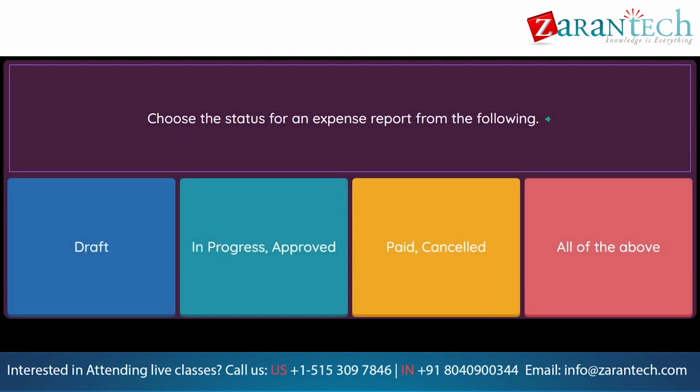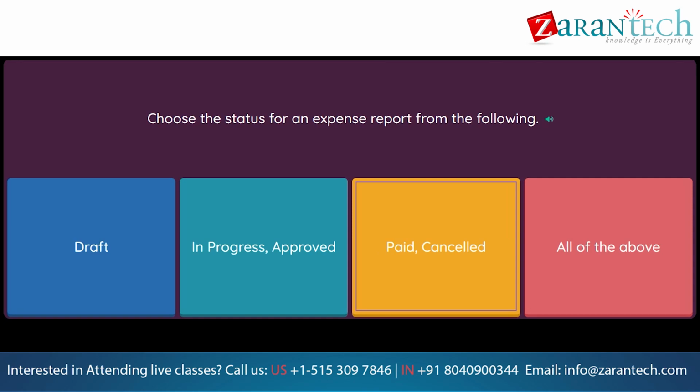Question: choose the status for an expense report from the following. Option 1 draft. Option 2 in progress, approved. Option 3 paid, cancelled. Option 4 all of the above.